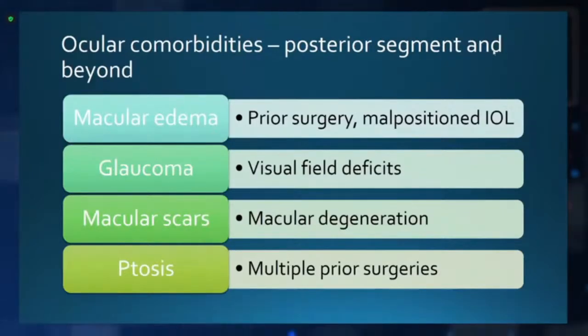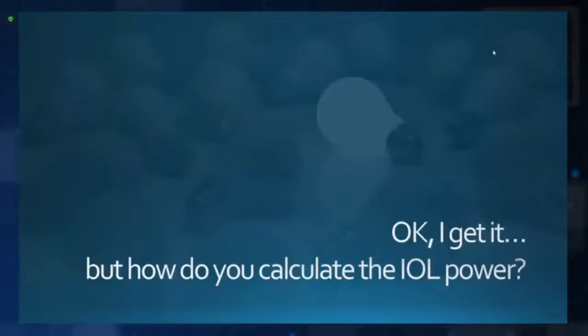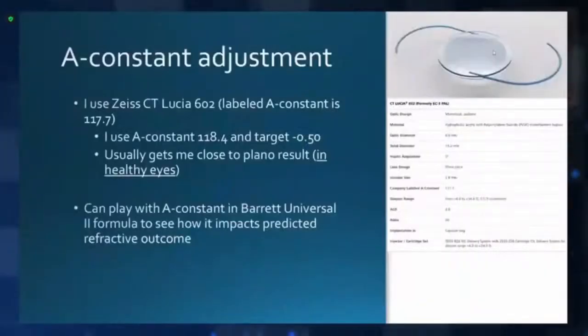And then posterior segment comorbidities, macular edema from prior surgery or malpositioned ACIOL, for example, glaucoma, which can induce, of course, visual field deficits, macular scars, and ptosis from multiple prior surgeries. So these are all things that will limit the patient's vision potential. And okay, you get it, but how do you actually calculate the power for a scleral fixated lens, specifically for intrascleral haptic fixation?